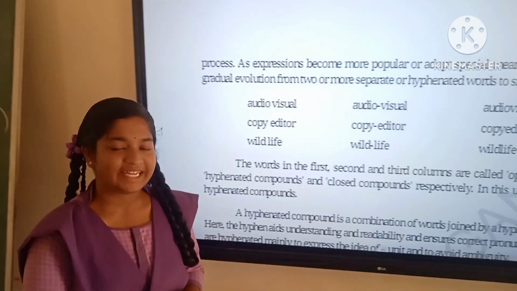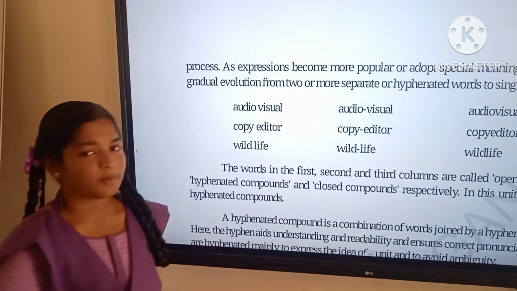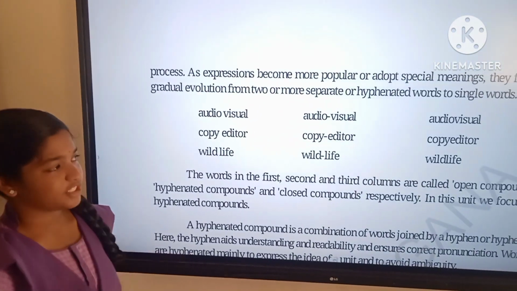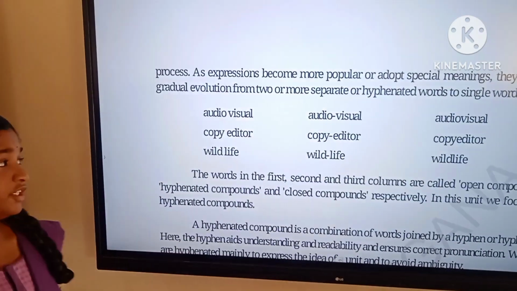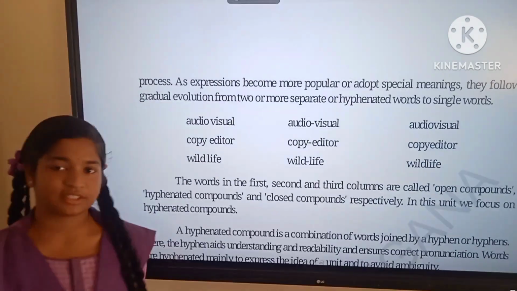The work of compounding in English is an evolving process. As expressions become more popular or adopt a special meaning, they follow a gradual evolution from two or more separated or hyphenated words to single words.